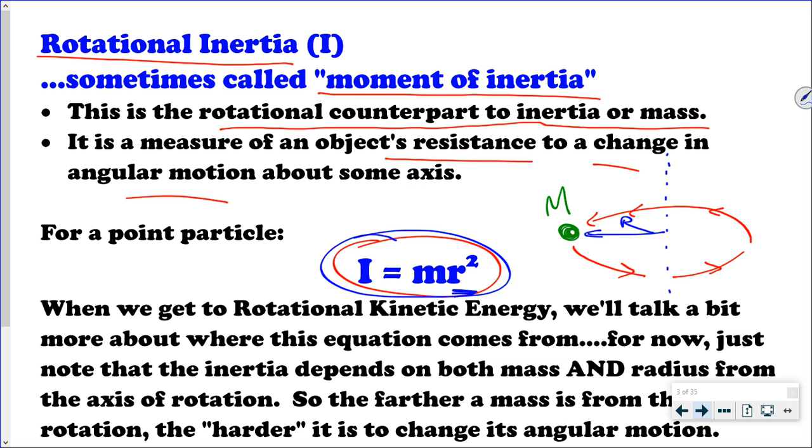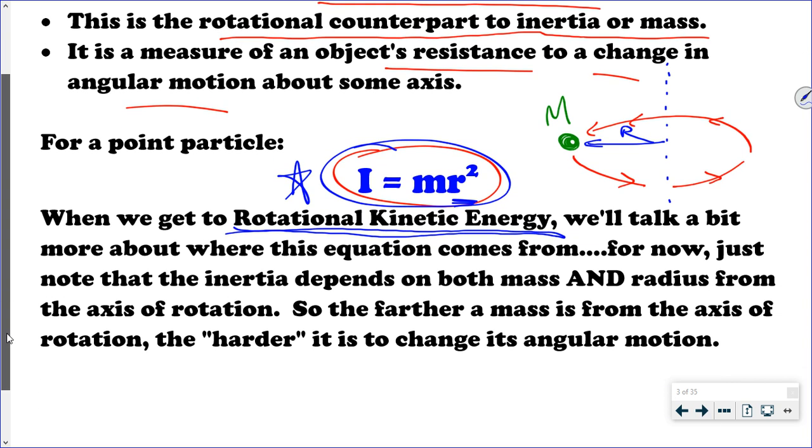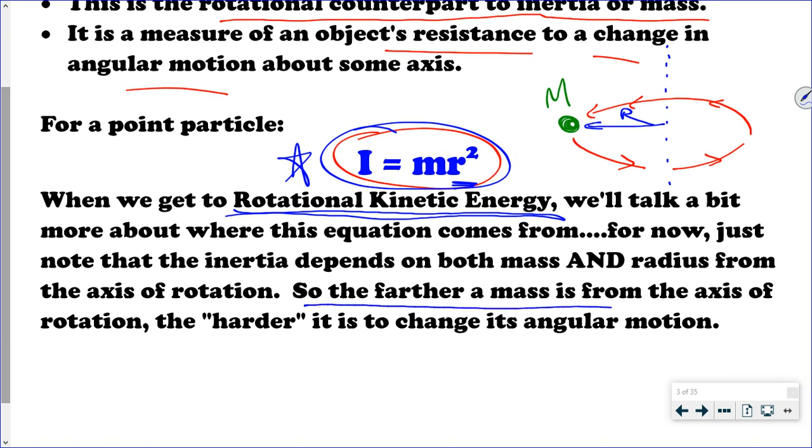So where does this equation come from? Well, when we get to rotational kinetic energy, I'll give you maybe a clearer explanation of why it's mr squared. In the past, I've done that first, but it never seems to make as much intuitive sense. So we'll do rotational kinetic energy later. For now, just take my word on it that this is the equation for rotational inertia of a particle. The big thing that I want you to get out of it at this point is this last idea: the farther the mass is from the axis of rotation, the more inertia it has, and therefore the harder it is to change its angular motion.